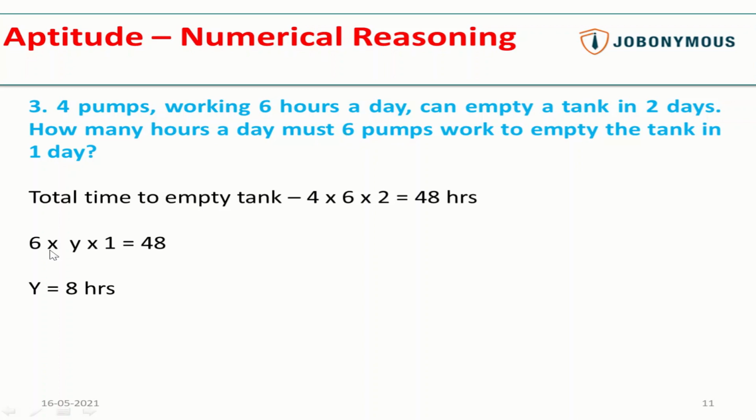So next, 6 pumps into the number of hours per day multiplied by 1 day should be equal to 48. By that way you can find that 6 pumps will have to work for 8 hours per day to make 48 hours, which will empty the tank. So 8 is the answer.